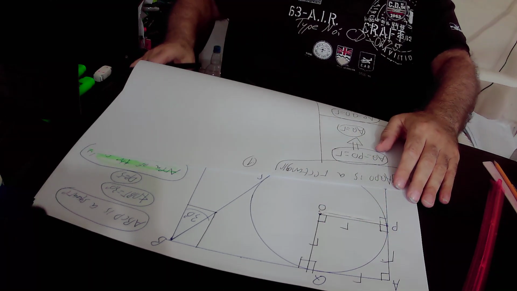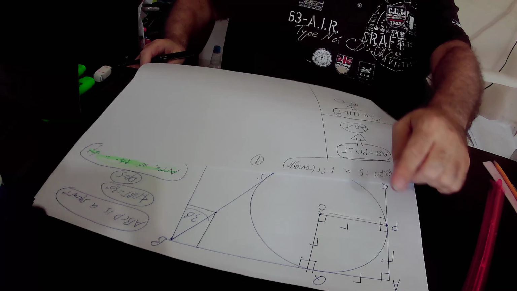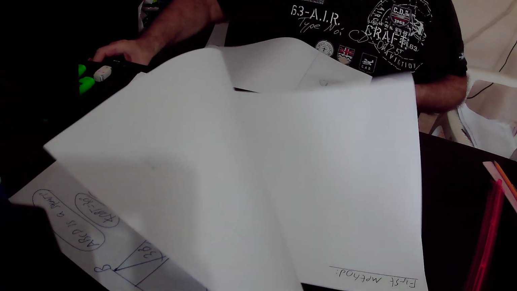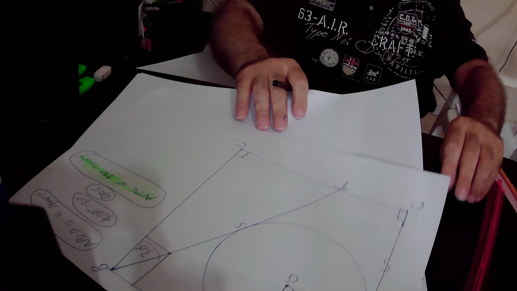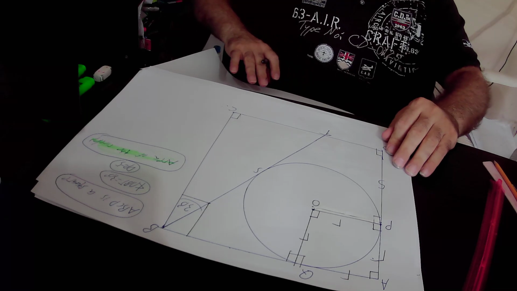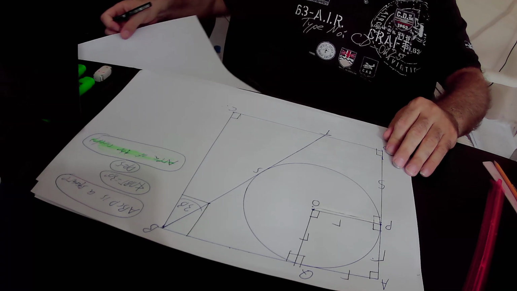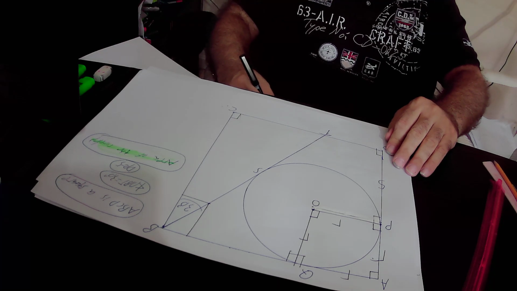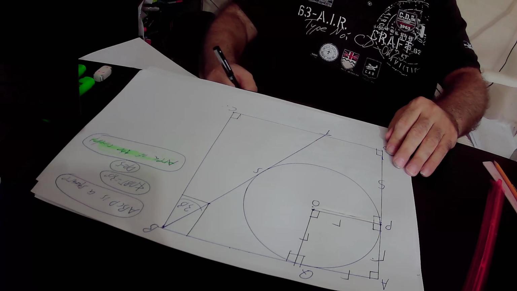So we actually found out that quadrilateral AQPO is not just a rectangle but a square, because all of its sides are equal to each other, they are equal to R. So I write it down, quadrilateral AQPO is a square.